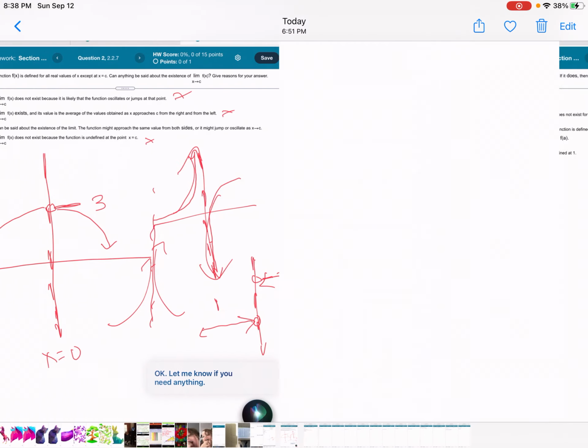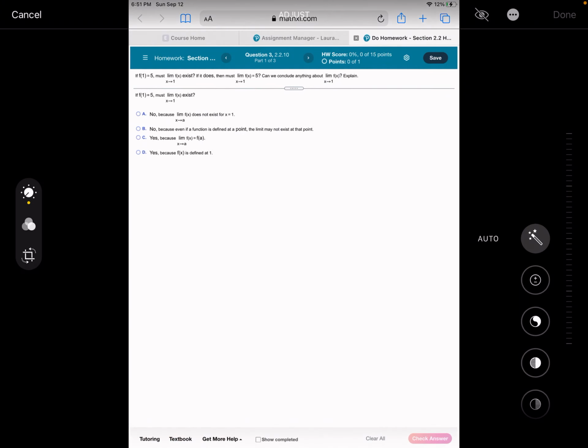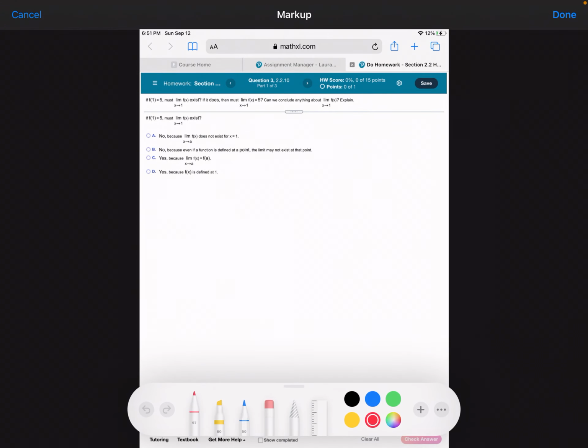All right, let's look at the next one. It says, if f of 1 is equal to 5, must the limit as x approaches 1 exist? We saw an example where that didn't work in that first picture. Remember in that first one, there was that situation where it did this and this, but then it had the actual value there, right?